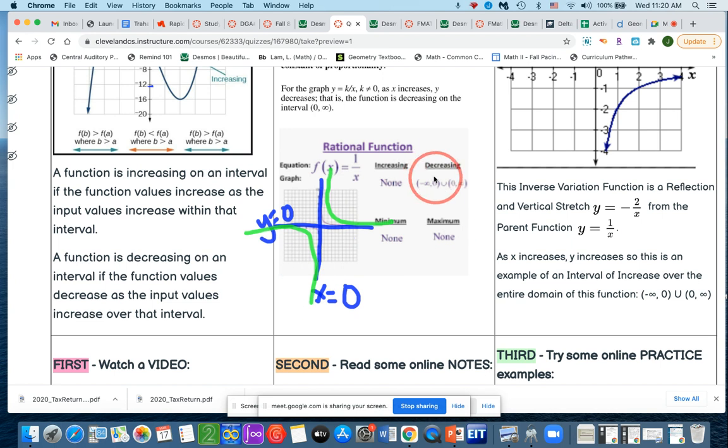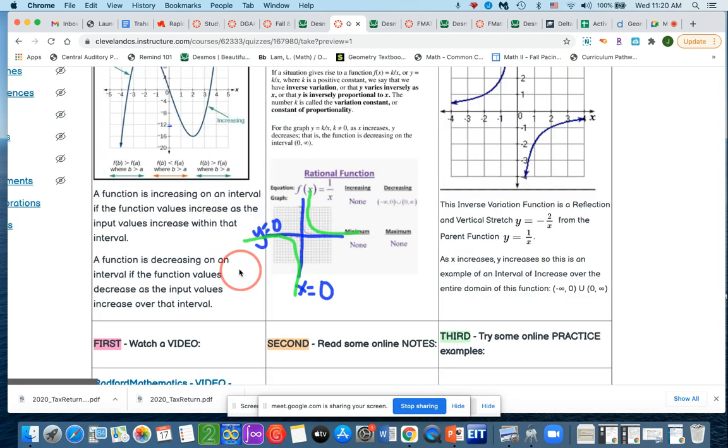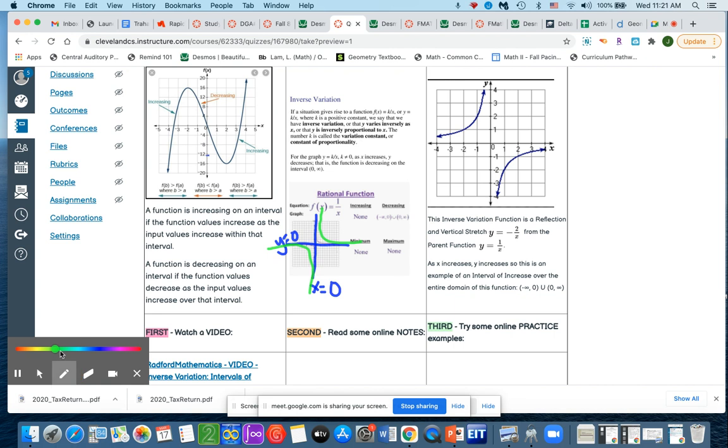So as far as intervals of increasing and decreasing are concerned, this entire branch here and this entire branch here is decreasing over the entire domain of the function. And the domain includes every single x value except for that vertical asymptote right there. Does that make sense so far? Yes. So what you need to do is make sure you know how to do domain and range, of course.